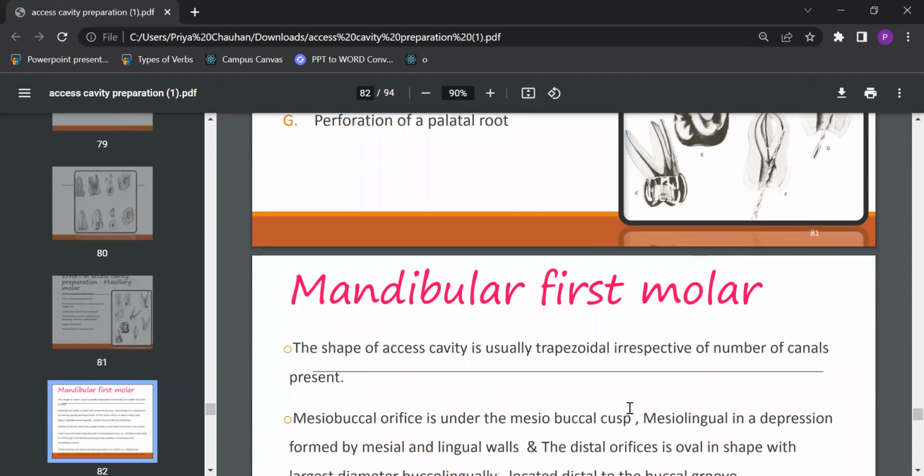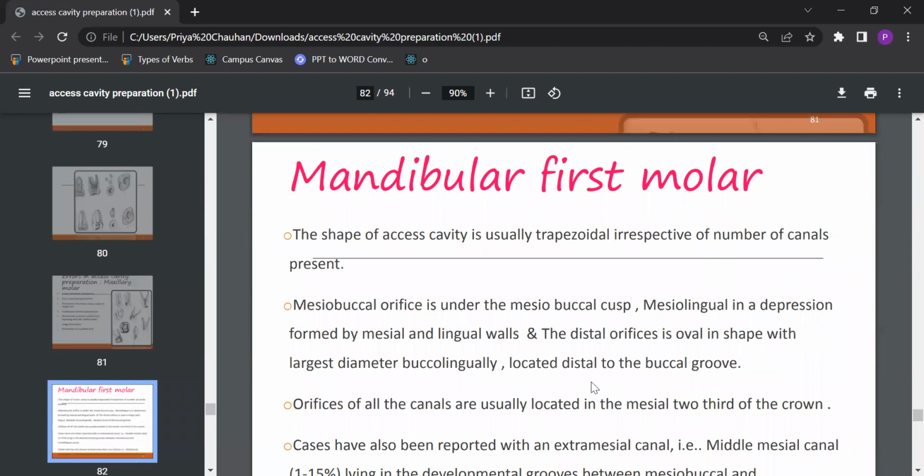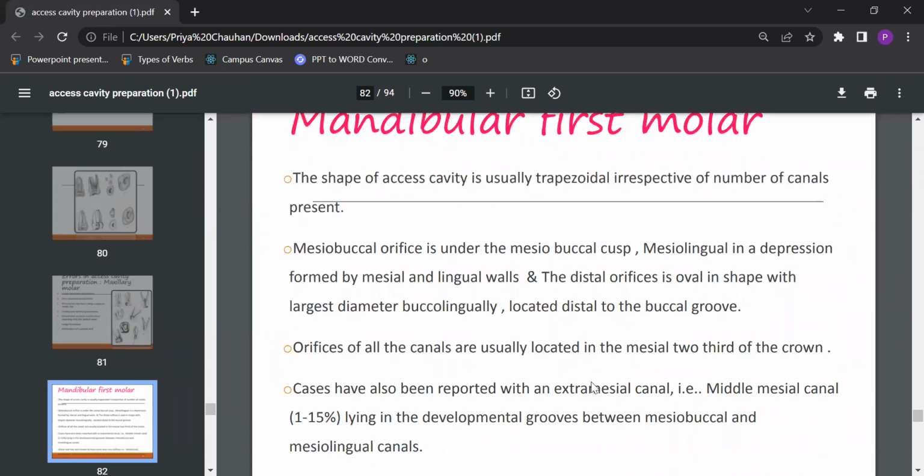So next is the mandibular first molar. The shape of the access cavity is usually trapezoidal, irrespective of the number of canals present. The mesiobuccal orifice is under the mesiobuccal cusp, the mesiolingual in the depression formed by the mesiolingual wall, and the distal orifice is oval in shape, with the largest diameter buccolingual, located distal to the buccal groove.